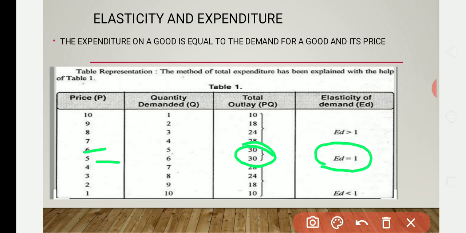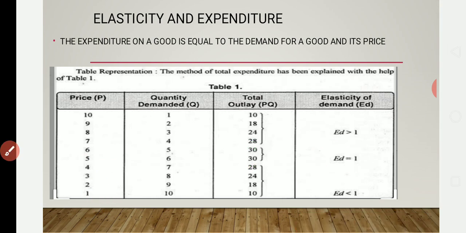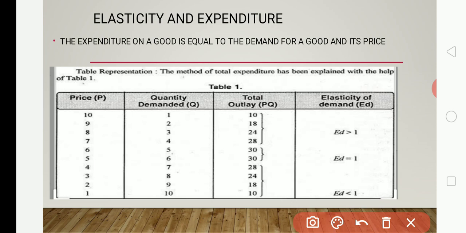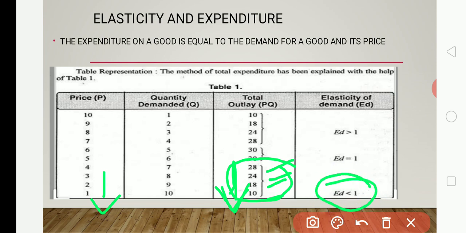Now the prices are decreasing still more, and the values here are 28, 24, 18, 10. The total outlay is going in a decreasing order. Even though the price is less, the total expenditure also is less. It's going in a decreasing order. For that, we call it elasticity of demand is less than 1.